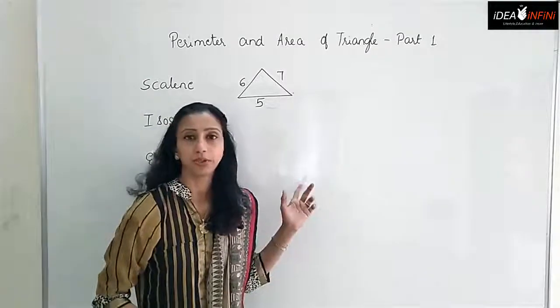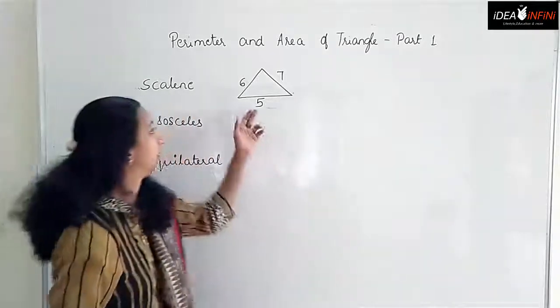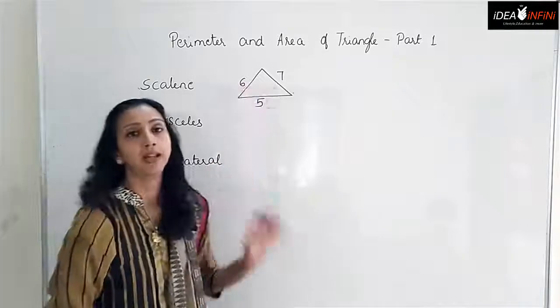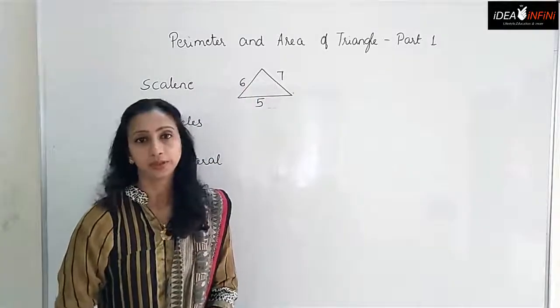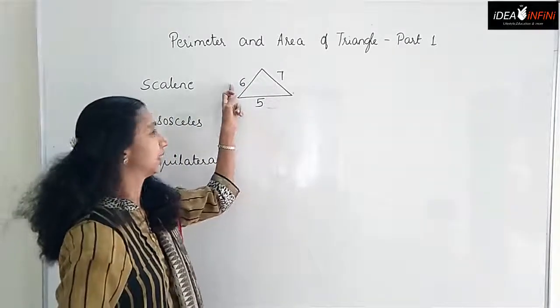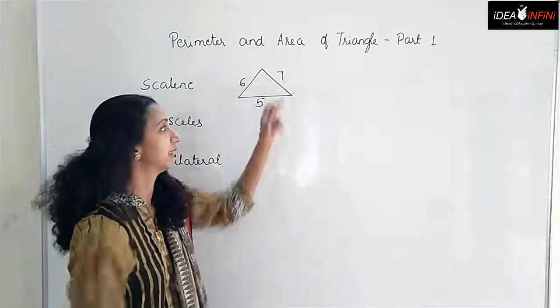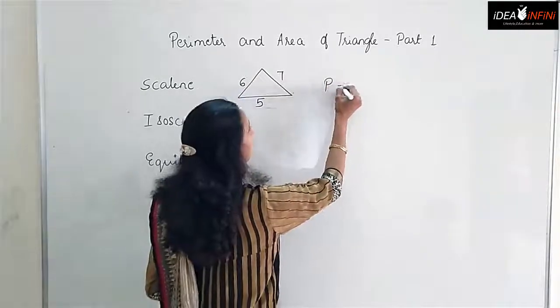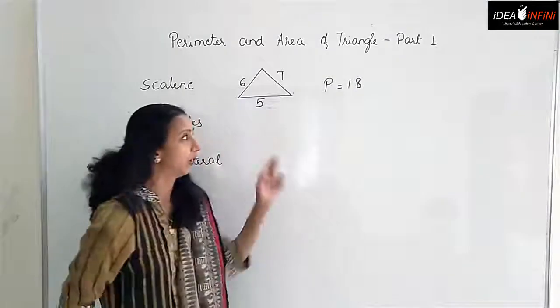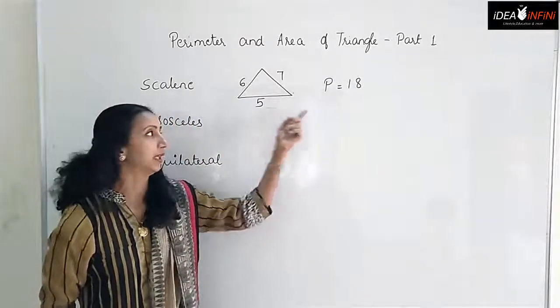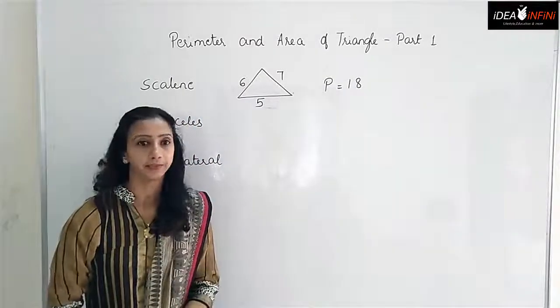If we have to find out the perimeter of this, 5 plus 6 plus 7, we simply add up all the three sides. 5 plus 6 is 11, 11 plus 7 is 18. So the perimeter will be 18 units, whatever be the units. Suppose it is centimeter, so it will be 18 centimeter.